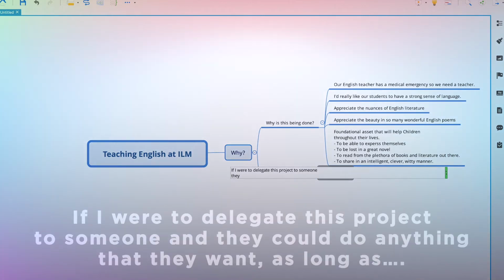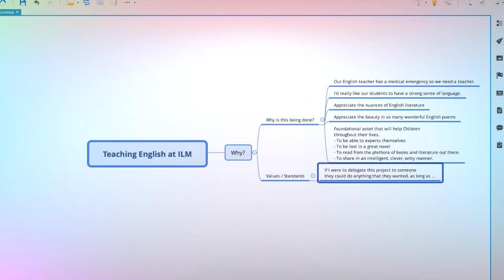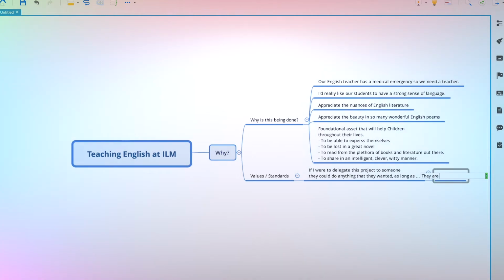and they could do anything that they wanted. If I were to delegate this project to someone, I'm giving them a free hand to do anything that they want, as long as what? They can do anything that they want as long as what? So what are the standards that I will hold them to? Well, as long as they are punctual.